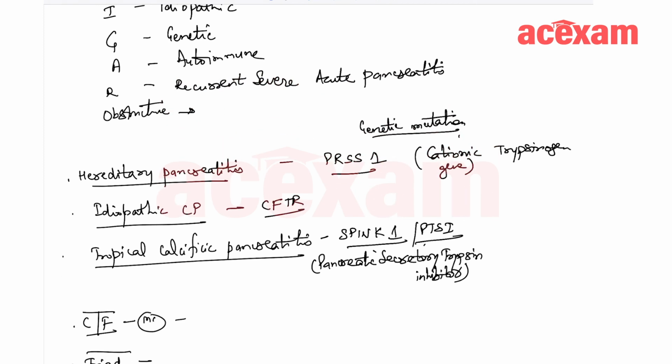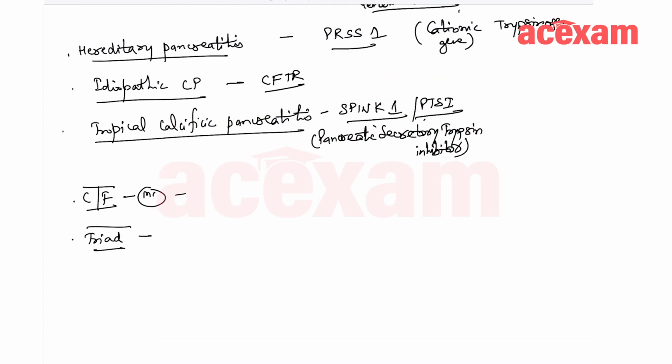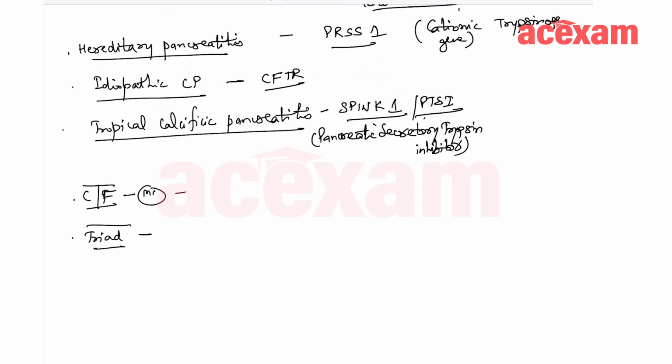Which type of chronic pancreatitis? SPINK1 mutation is responsible for tropical calcific pancreatitis. CFTR for idiopathic, and PRSS1 is for hereditary pancreatitis. Okay. These are questions previously asked.